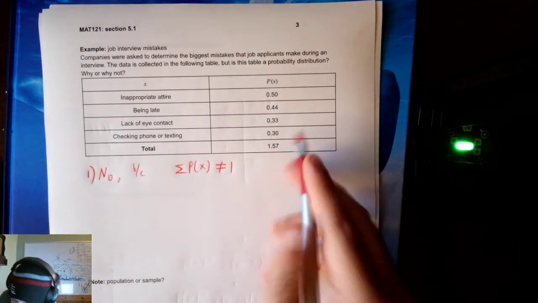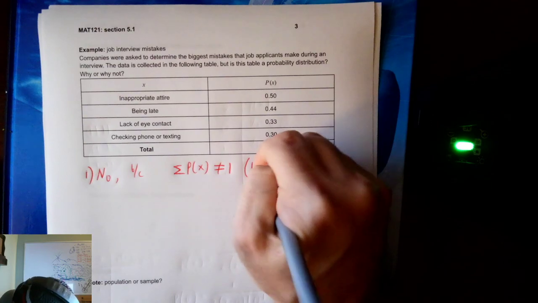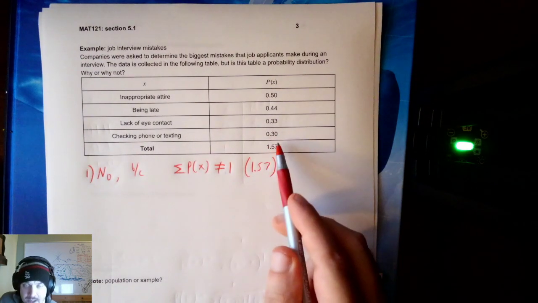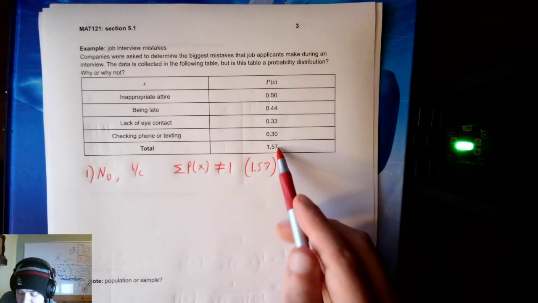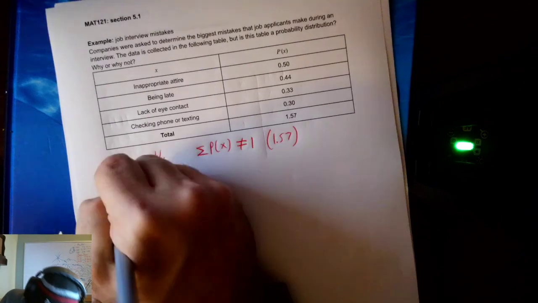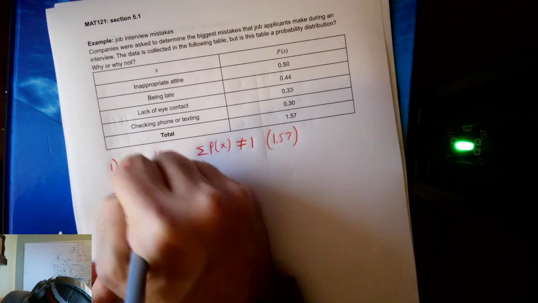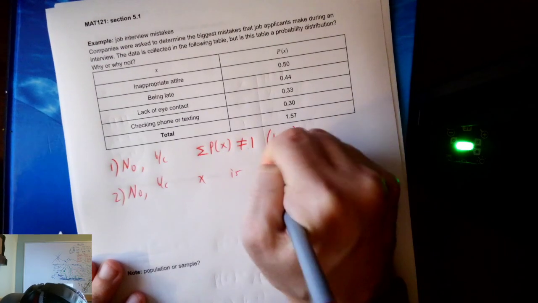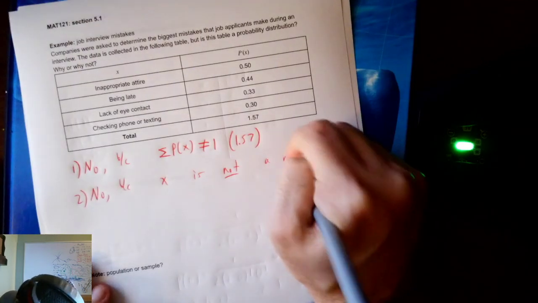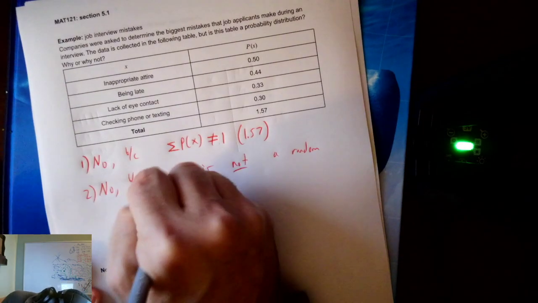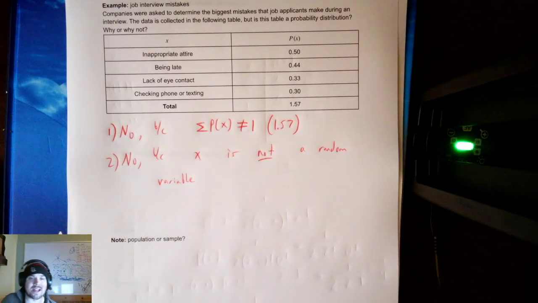What is the total? It's 1.57, right? The probabilities do not add up to 1. These probabilities need to add up to 1. So that's one reason why this doesn't work. Now there's actually another reason. The other reason would be no, because X is not a random variable. X is not a random variable, right?